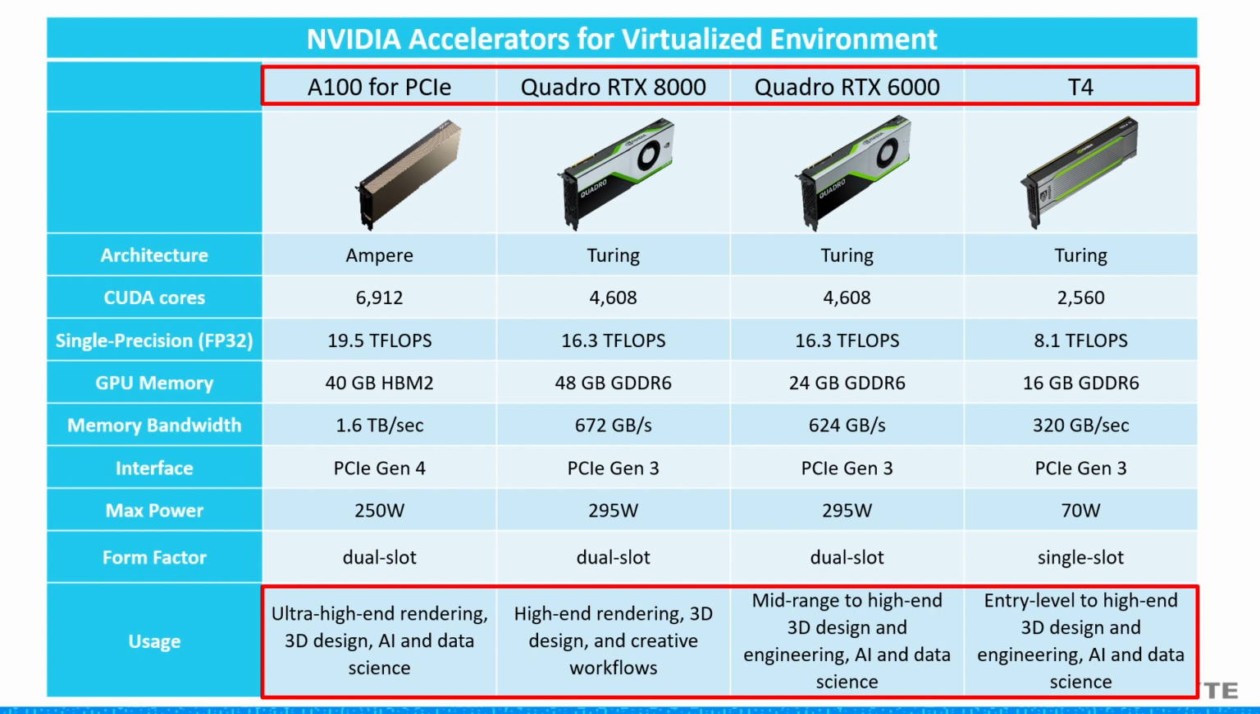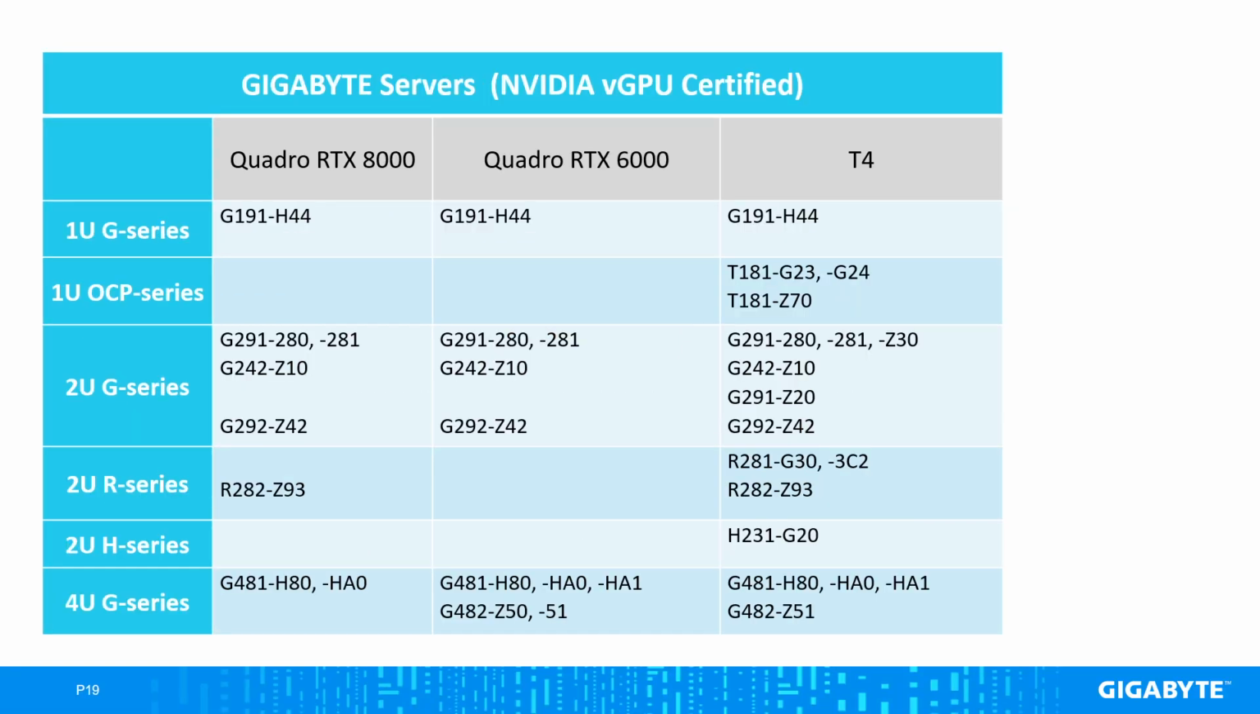Then comes the 2 Quadro RTX models, which are more graphics-oriented, and they differ in that the RTX 8000 has 2 times the amount of GPU memory as the RTX 6000. And last, we have the small single-slot Turing T4. It is extremely versatile because of its size, and it is easy to fit many of them in a small case with low power consumption. Yet, it can still handle 3D design and AI work. Now, we will move on to GIGABYTE servers that use these GPUs.